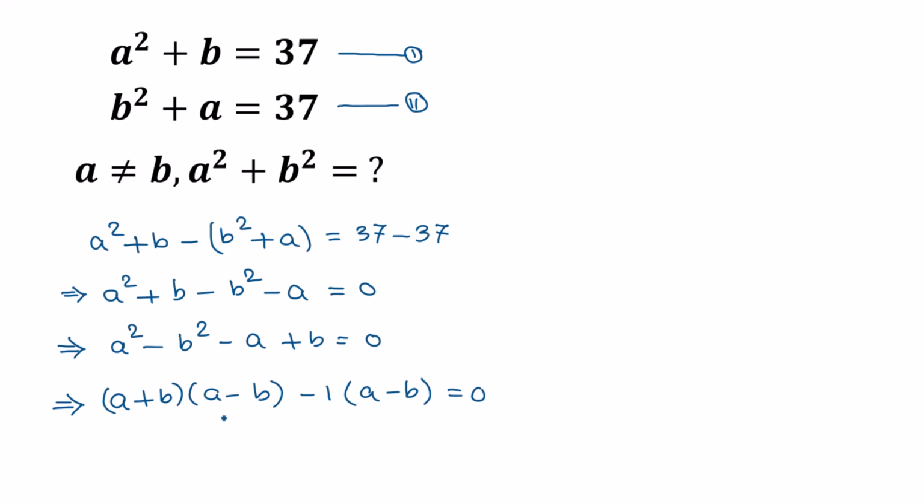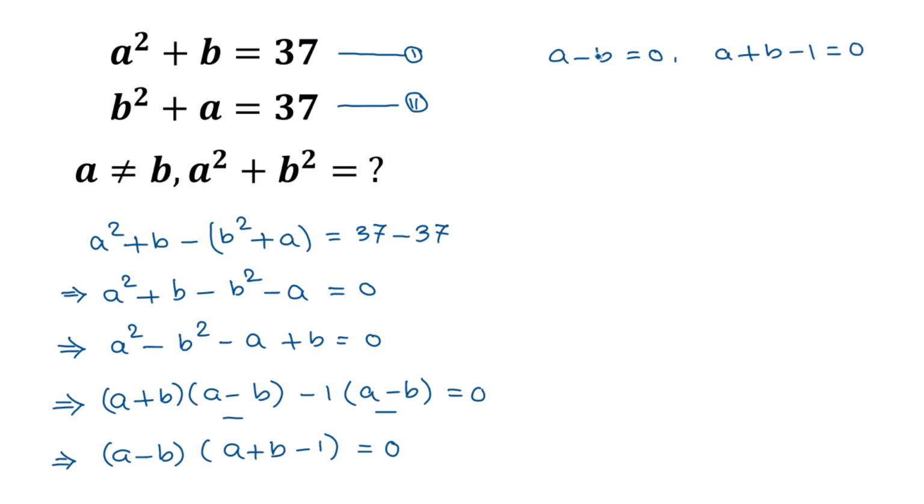And taking common this a minus b, we can write the left side as a minus b times a plus b, and here remains negative 1, is equal to 0. So a minus b times a plus b minus 1 is equal to 0. Then we can write a minus b is equal to 0, or a plus b minus 1 is equal to 0.